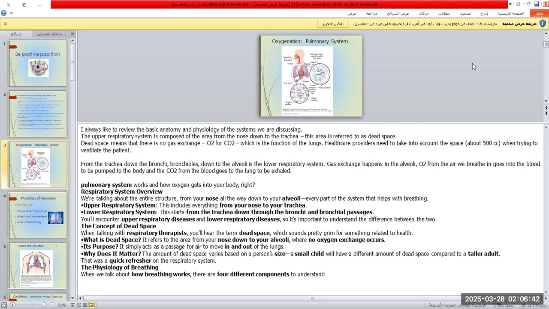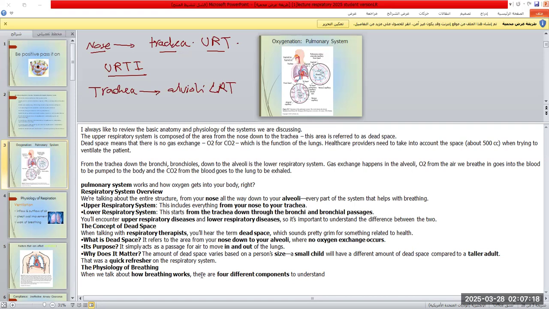Now, our respiratory system is divided into two parts. The upper respiratory tract starts with the nose, up to the trachea. So if the patient gets an infection here, it will be an upper respiratory tract infection. And from the trachea into the alveoli, it's our lower respiratory tract.